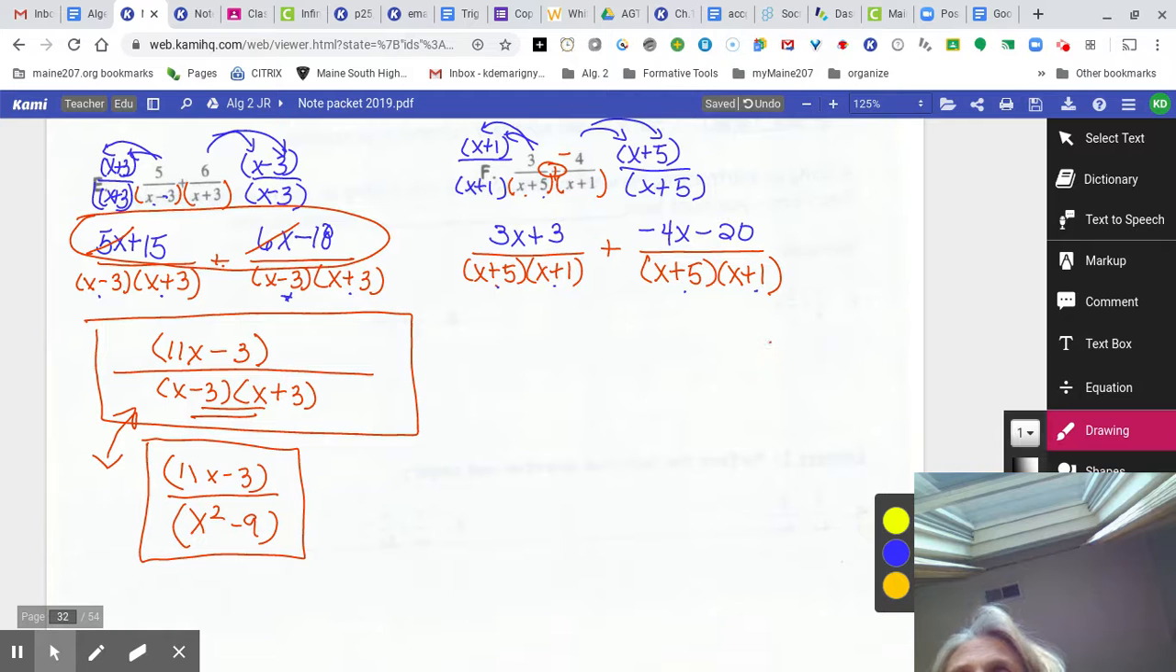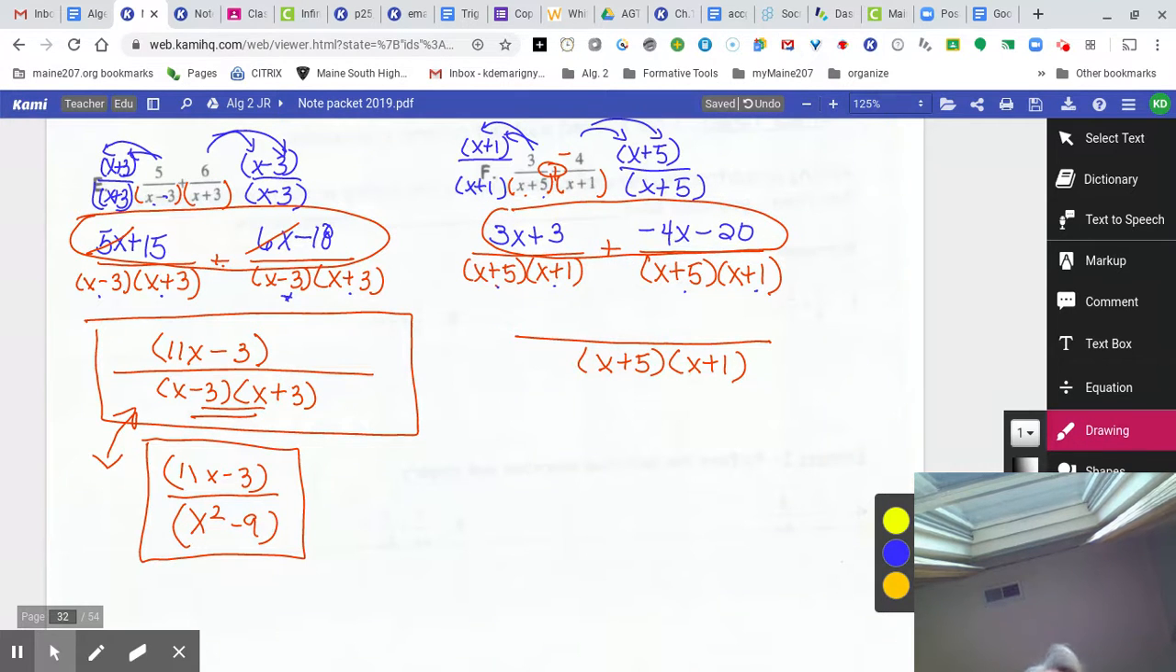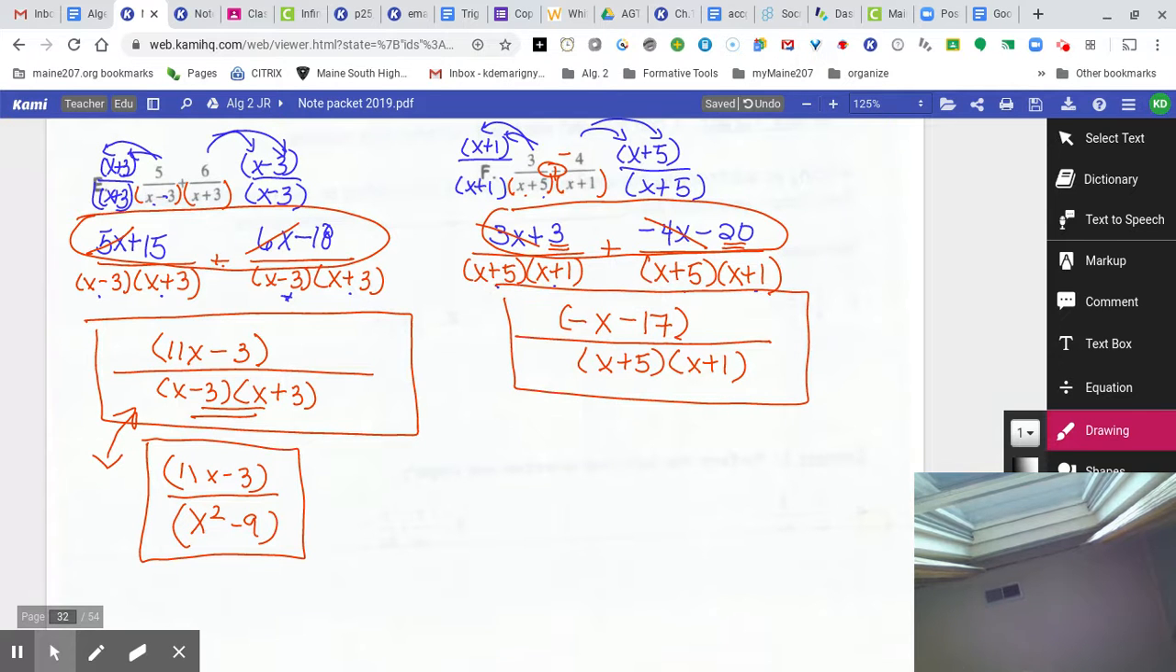Perfect. Now, I have my common denominator, so I'm going to draw one fraction and put both denominators together. x plus 5, x plus 1, and then I'm going to do what it says at the top. Now, I've already distributed the negative, so I don't have to worry about subtracting. All I have to do is add the opposites that I have. So a 3x and a negative 4x gives me a negative x, and a positive 3 and a negative 20 gives me a negative 17. Now, I could factor out a negative, but it's not going to match up with any of these factors that I have at the bottom. So I am going to say I am finished.